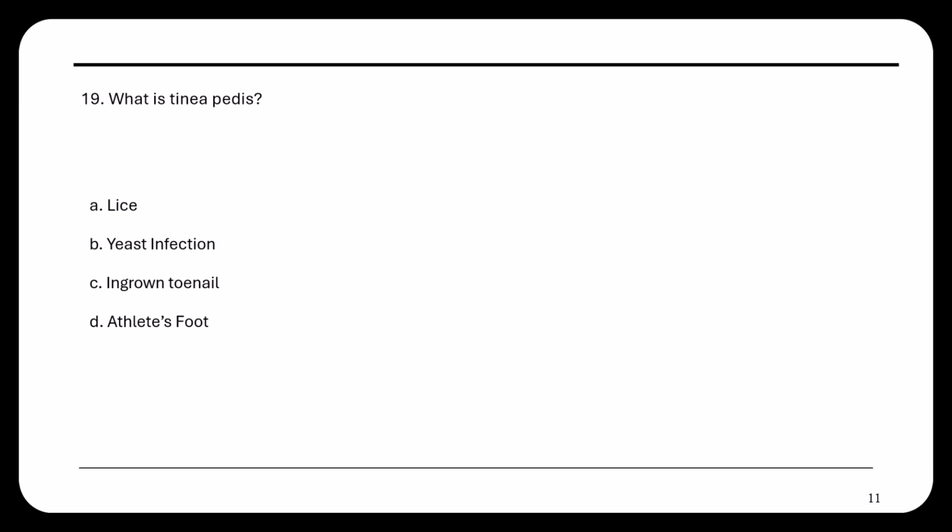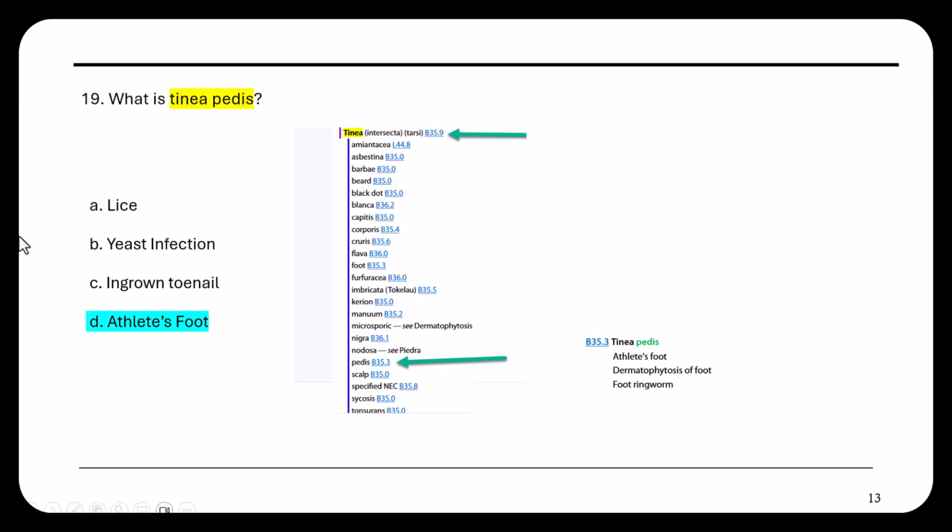What is tinea pedis? Now, remember before I said if you can't find anything, then you need to go to the index and see if you can find some clues as to what something might be. Well, that's what I did here. Keywords I really don't need because it's just asking me what this term means. So here I'm showing the first image you're seeing. Now, yes, it is athlete's foot, but let me show you how I came to it.